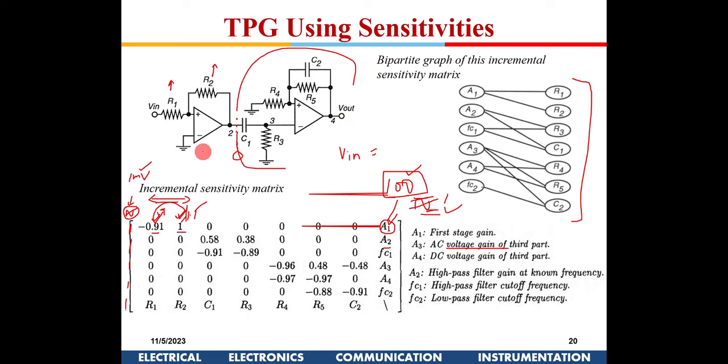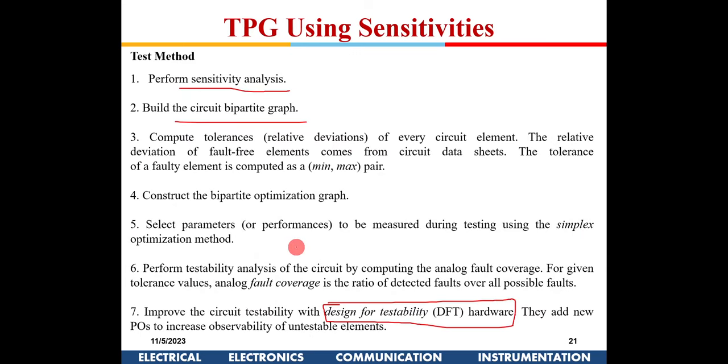Once you do the sensitivity analysis, I say, to detect the fault here, this is the test vector I need to apply. Now the second point is whether this is observable at the output, or it is not observable, or it gets masked when it is passed through this circuit. If it is getting masked, then I might want to insert an observation point here, and if it is not getting masked, then not. This is the kind of simulation which we do.